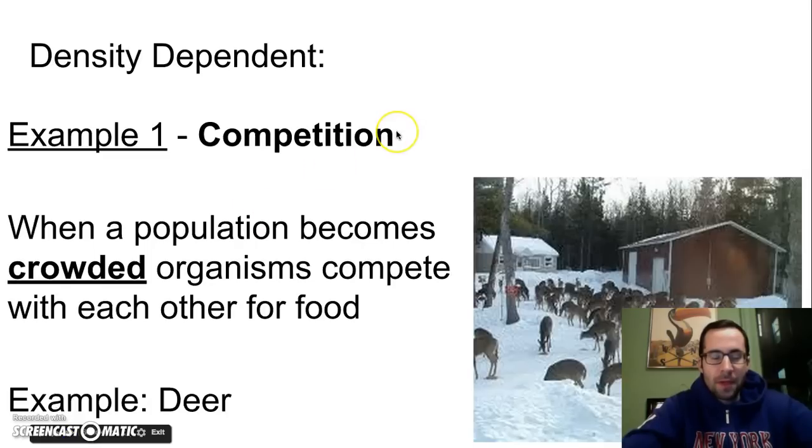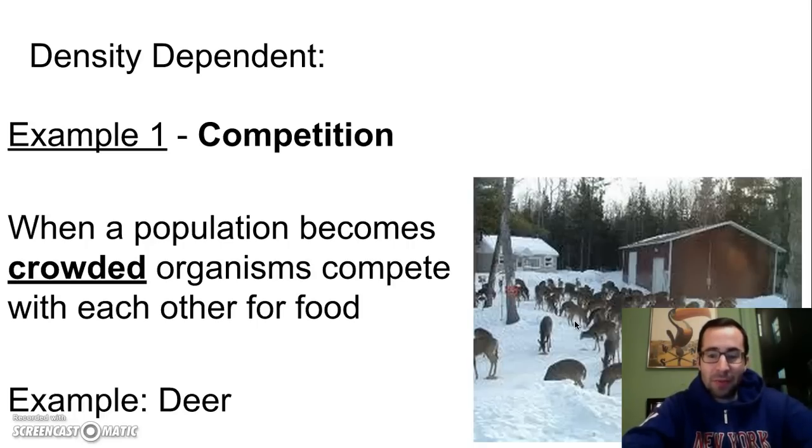Moving on. Let's focus now on some examples of density-dependent limiting factors. The first example here is competition. My image kind of blocks this, but there's a lot of deer in this picture. When there's a large population, populations become crowded and there's increased competition. They're competing for food, for space, for mates, for resources, for shelter.